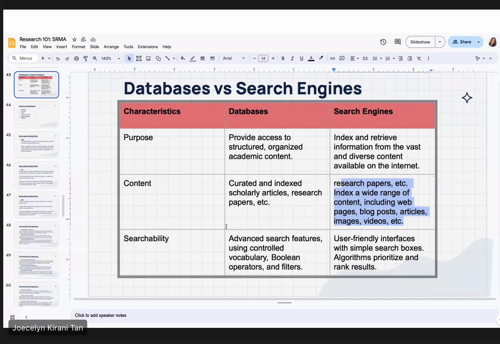Okay, and then your searchability. Databases have more advanced search features using controlled vocabulary, Boolean operators, and filters. So I will take you through what this means. What do you mean by controlled vocabulary? What do you mean by Boolean operators? And the search features as well. And search engines are pretty user-friendly. You just input anything you're thinking about. It doesn't really have a structure to it. So this is like Google, and databases are something new that we're going to learn about.